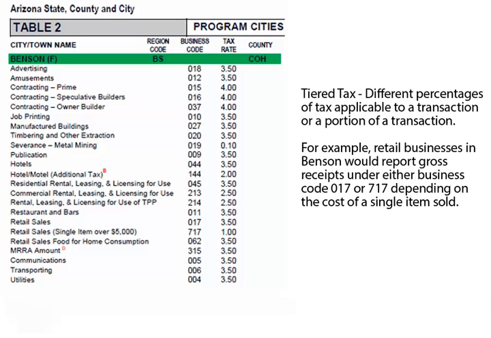Cities may also have a tiered tax. Businesses operating in a business code may have different percentages of tax applicable to a transaction or a portion of a transaction depending on the dollar amount of the total transaction or perhaps the cost of a single item. For example, retail businesses in Benson would report gross receipts under either business code 017 or 717 depending on the cost of a single item sold. The city rate of tax is lower in Benson for a single item sold costing more than $5,000.